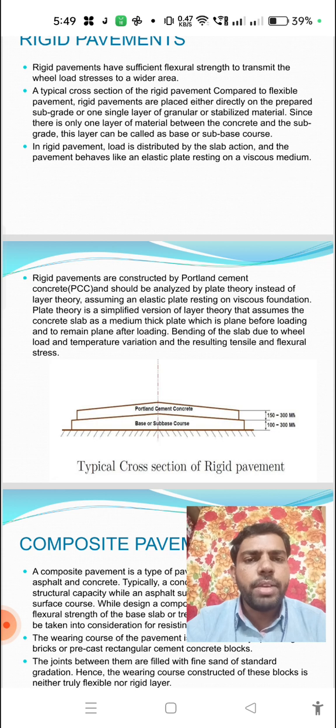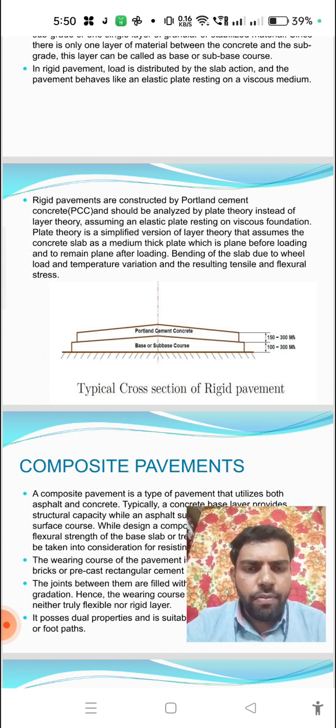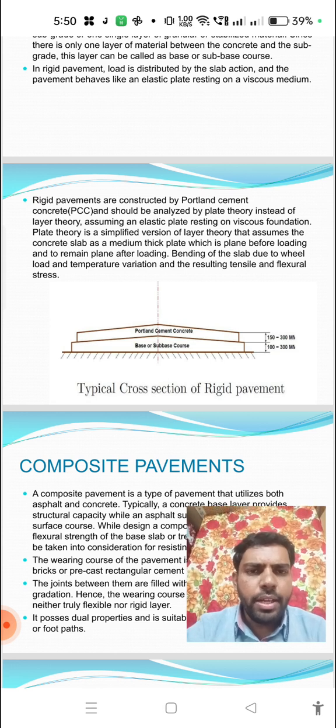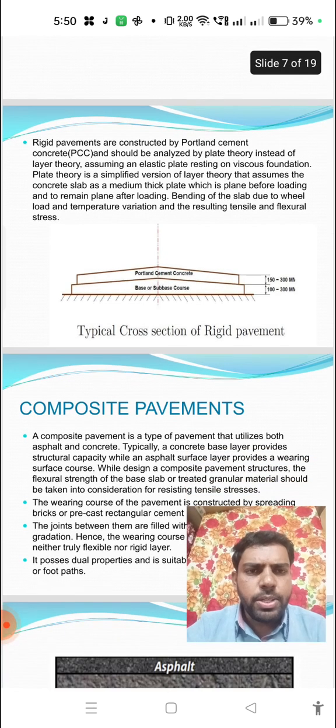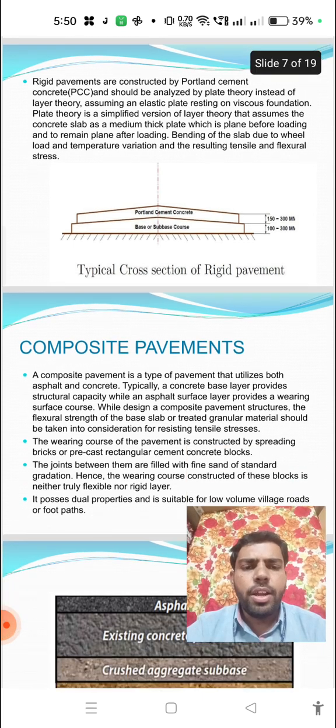concrete slab acts with one particular thickness. Bending of that slab due to wheel load and temperature variations produces tensile and flexural stresses that affect this particular rigid pavement. This is the typical cross section of the rigid pavement. See here, after the subgrade we consider only one layer, that is subbase or base course. What is the depth of the subbase or base course? 100 to 300. And what is the Portland cement concrete thickness? The topmost layer thickness is generally 150 to 300 in regular practice.